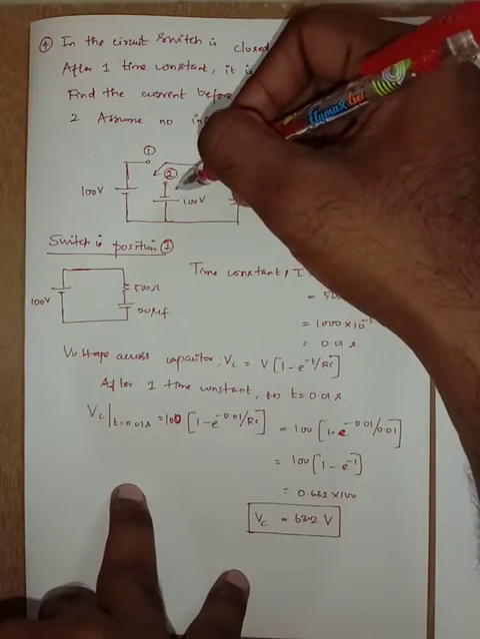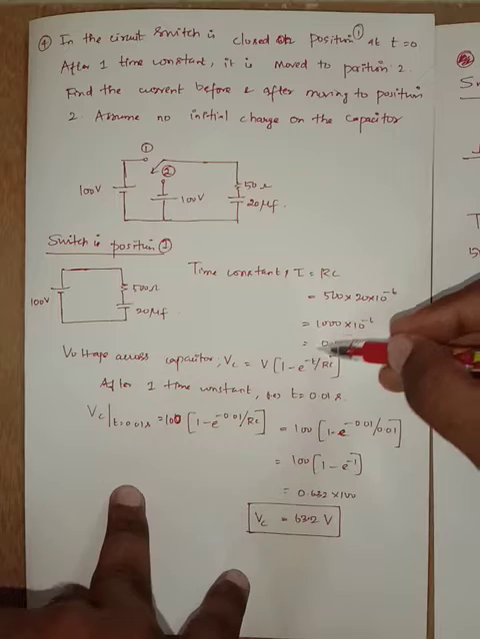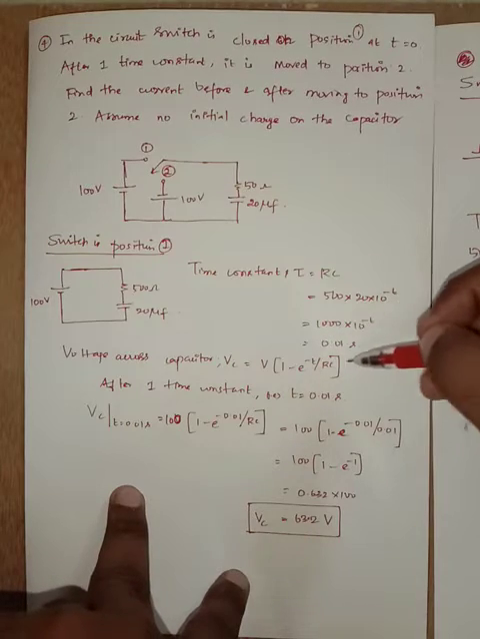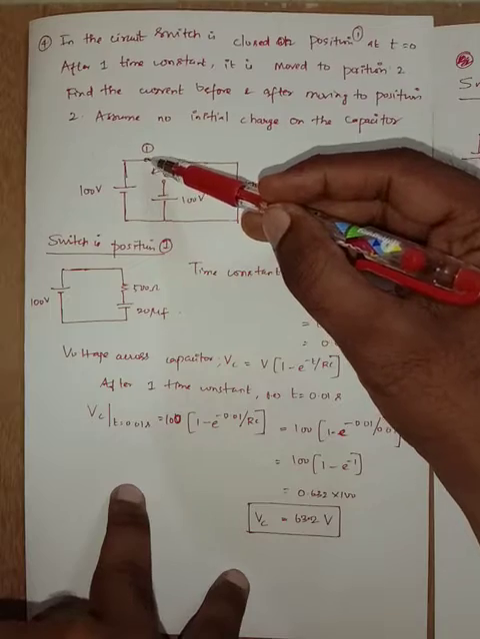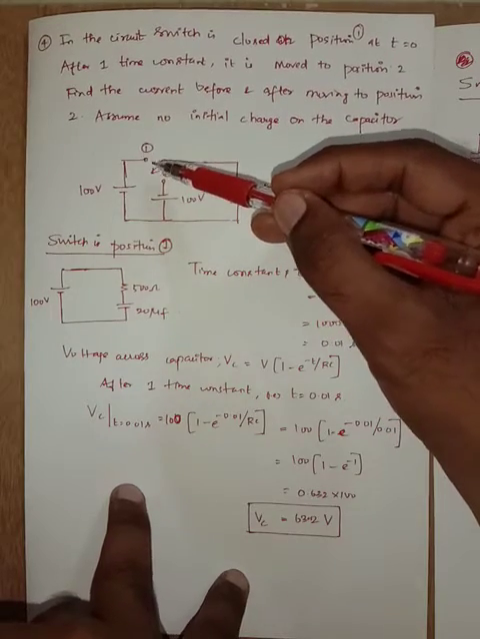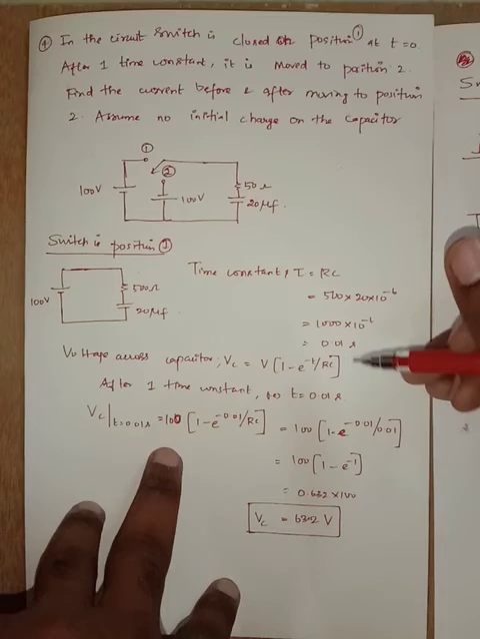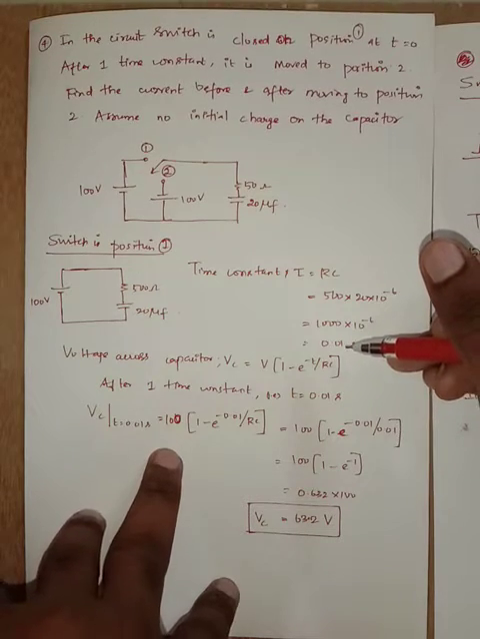Okay, so in the previous problem it was actually infinity. This value was calculated as infinity because I kept the switch in position 1 until steady state is reached, which is infinity. But here it is until t reaches 0.01 seconds.